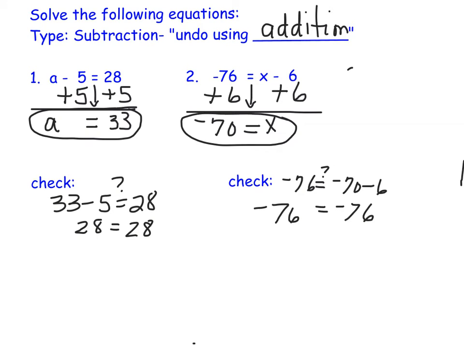Now I'd like you to copy and try this one and then raise your hand to get checked. So we're going to have y minus 12 is equal to negative 82. Y minus 12. So think about what's the inverse operation for subtraction, and you want to add that number to both sides.